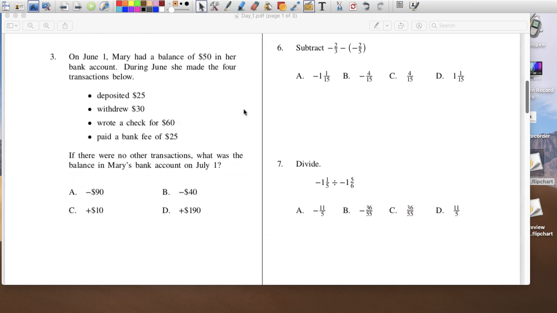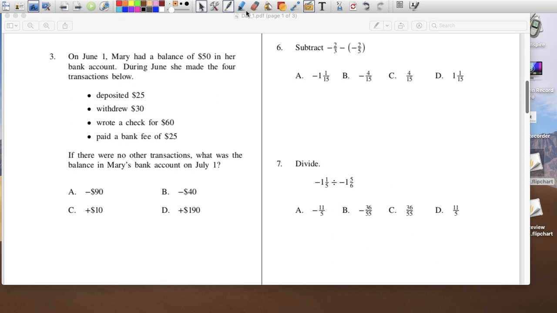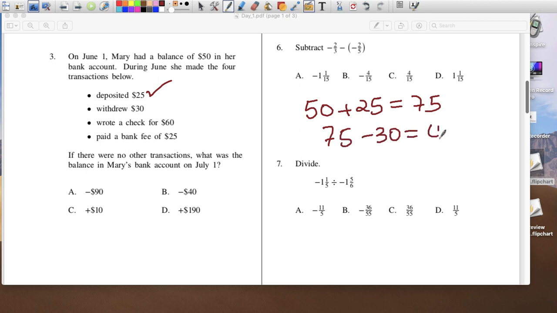3. On July 1, Mary had a balance of $50 in her bank account, which means she had $50. She made the following 4 transactions. She deposited 25. So depositing 25 means that she added, so now she has 75. Then she withdrew 30, so she had 75. She's going to take out $30, so she's going to have $45 now.